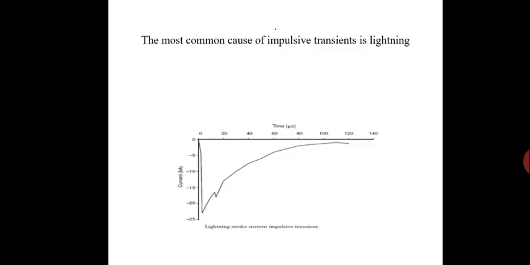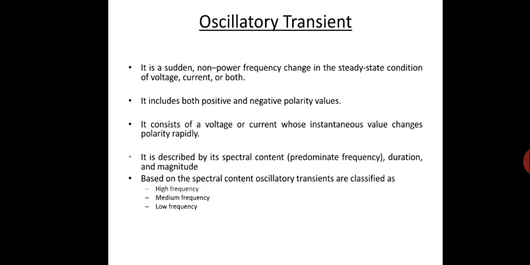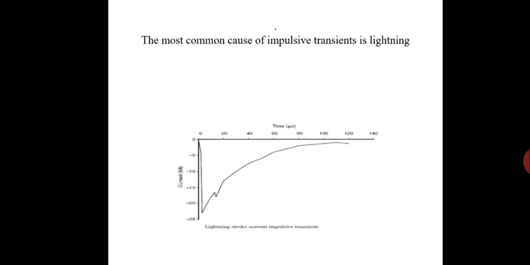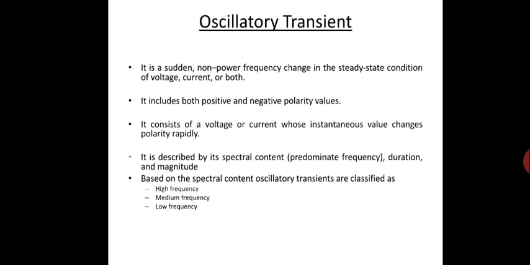So what are the causes of impulsive transients? Lightning and electrostatic discharge. These are the two causes. Next we see oscillatory transients. First we have seen the impulsive transients, and next we see the oscillatory transients. It is a sudden non-power frequency change in steady state condition of voltage, current, or both. It includes both positive and negative polarity values. In impulsive transients, it includes only either positive or negative. Here, oscillatory transients include both positive and negative polarity values.